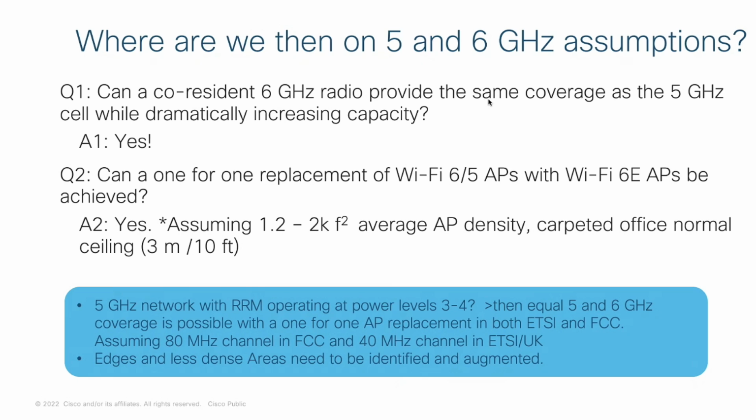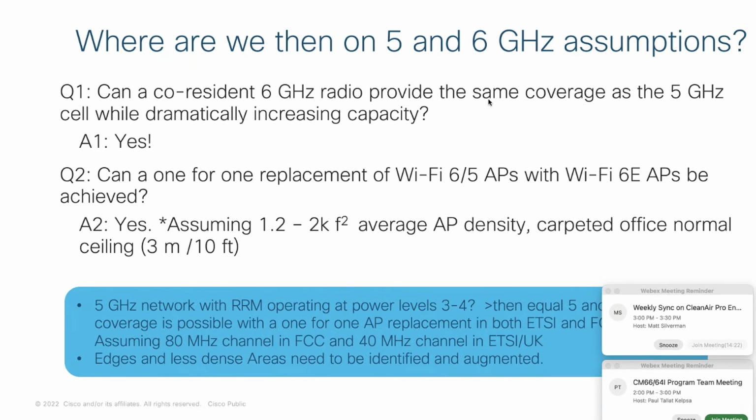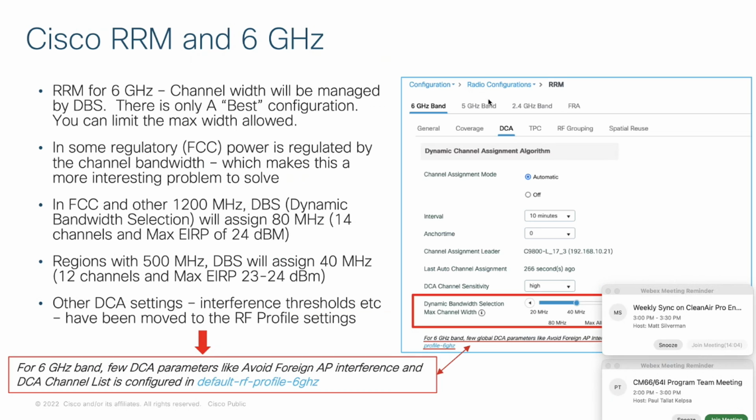So then where are we on 5 and 6 gigahertz assessments? Can we do a co-resident 6 gigahertz radio and provide similar or the same coverage in a cell as the 5 gigahertz radio was supplying when we pulled off the ceiling? The answer is yes. Hang on, I've got the fast-talking legal dude coming. Can a one-for-one replacement of Wi-Fi 6 and 5 APs with Wi-Fi 6E APs be achieved? And the answer is yes, and here comes the fast-talking legal dude: assuming, and there's a lot of assumptions there. Those are important assumptions to keep in mind. If you do that, I don't think it's as bad as we think it is. And when you start to get into areas that are variable, yes, you certainly are going to want to take some tools out there, get some measurements, and make sure that the assumptions you're making are going to bring you the good news you hope it is.